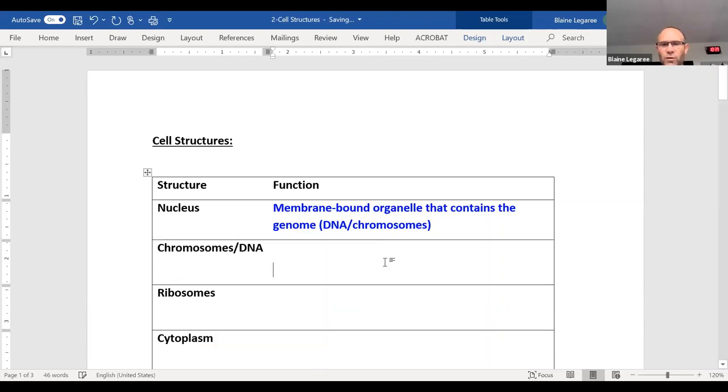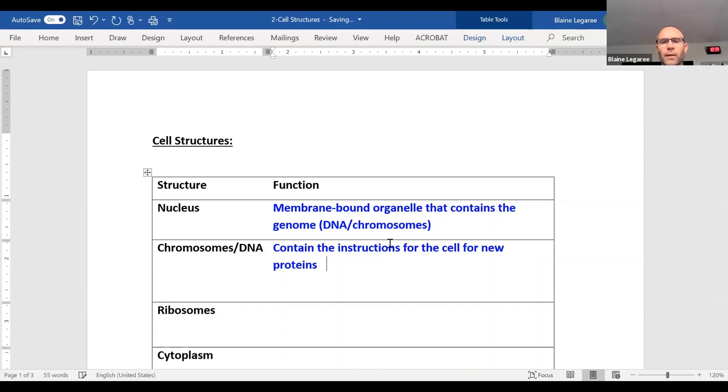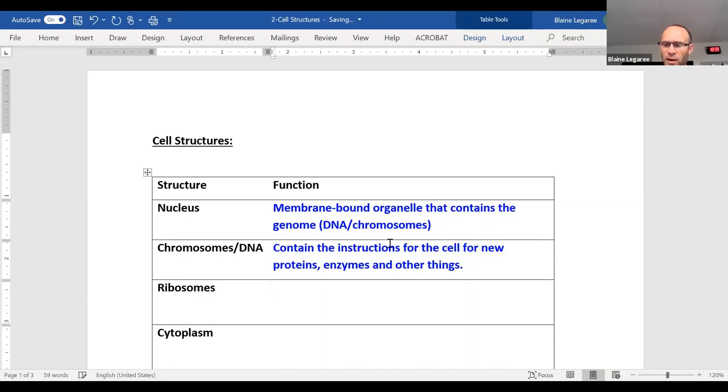So what are the chromosomes or the DNA? So these contain the instructions for the cell for new proteins, enzymes, and other things, we'll say. Big long list we could really put there, but I'm not going to get any more detailed than that, at least today anyway.